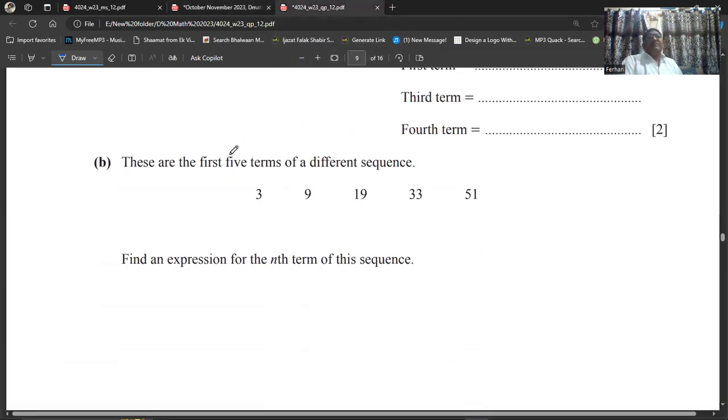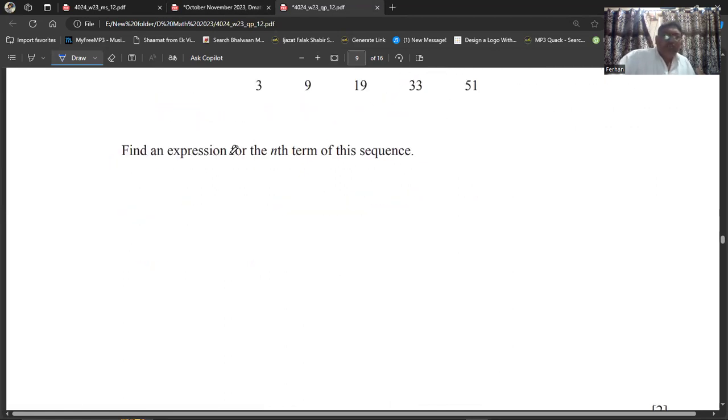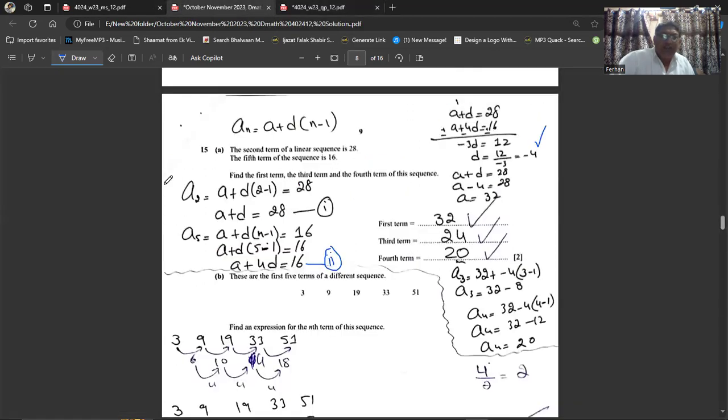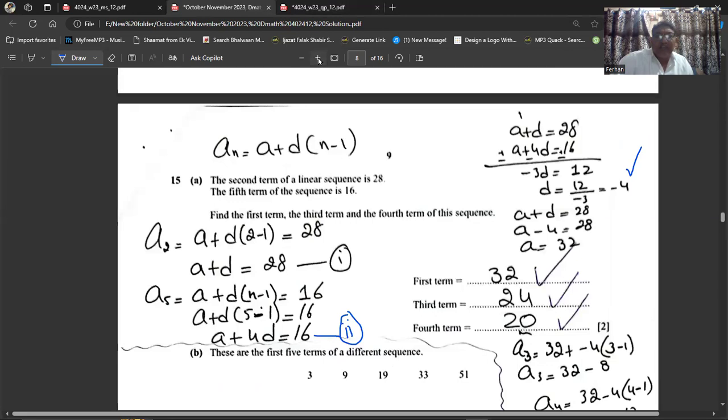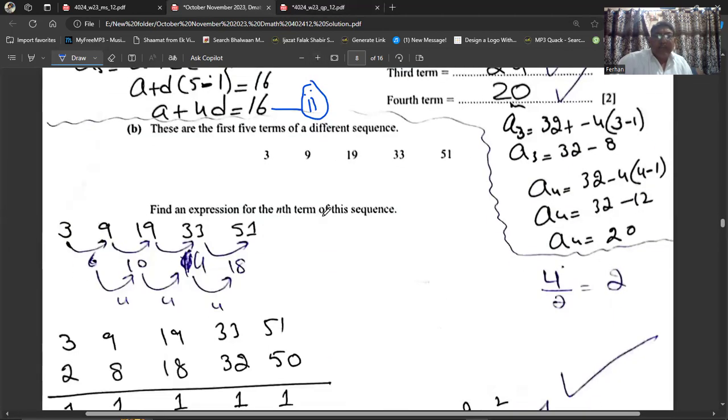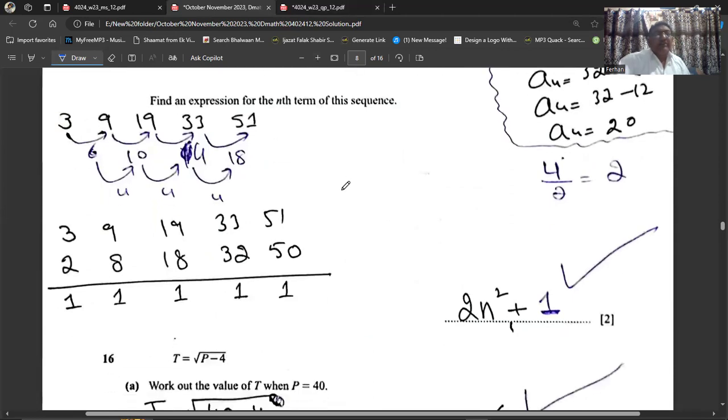Here he says these are the first 5 terms of a different sequence. Find an expression for the nth term of this. So I will find the first difference and I will check if that is the same. If the first difference is not the same, then I will go for the second difference. If the second difference is the same, then it's a quadratic sequence. Okay, so try to understand this. So the pattern given to me is 3, 9, 19, 33, 51.